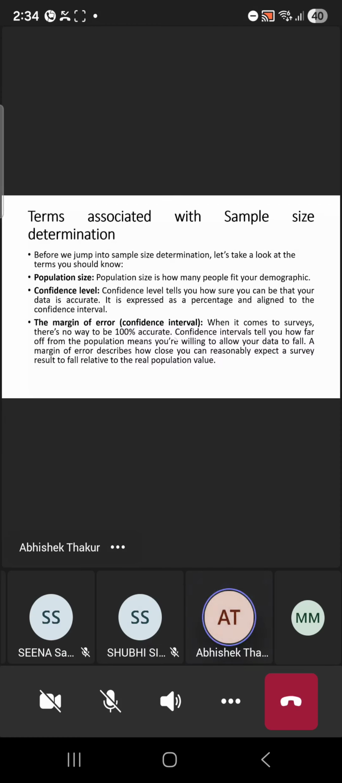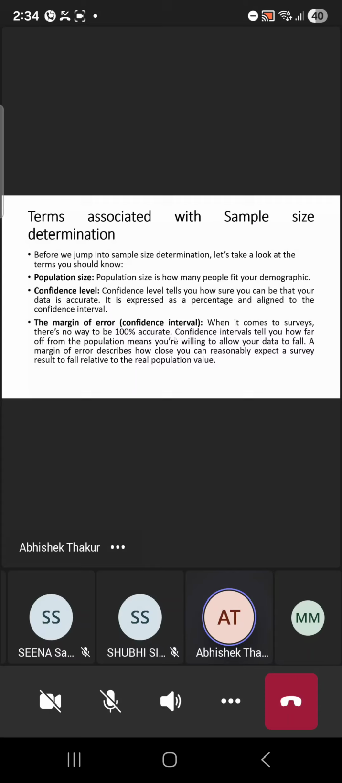So next is the terms associated with sample size determination. Before we determine the sample size, first we have to know what the different terms we use in sample size determination are. So first is the population size. Population size means how many people fit your demographic, or how many people match your criteria. So this is the population size.